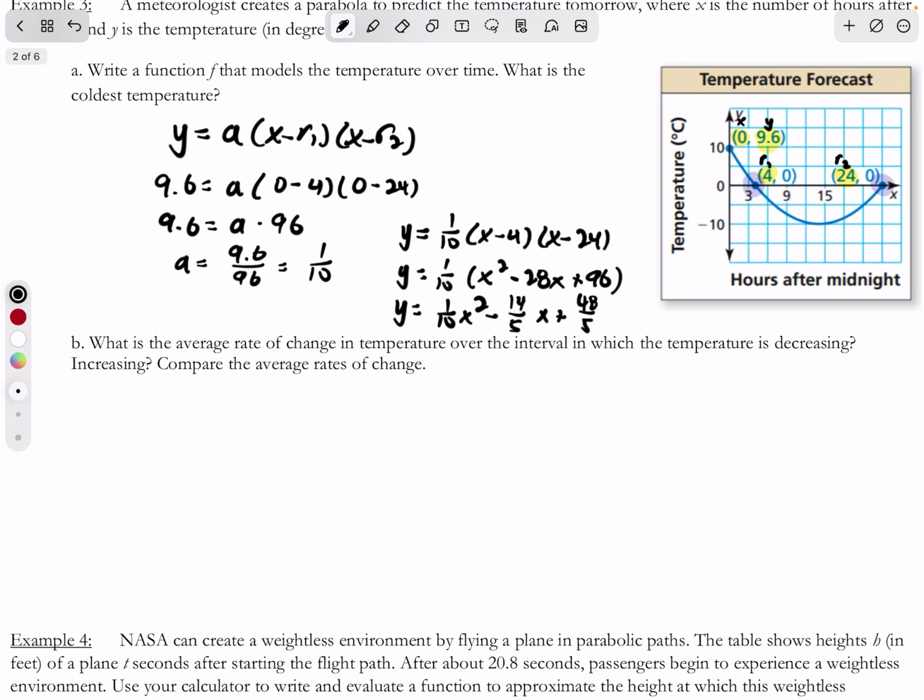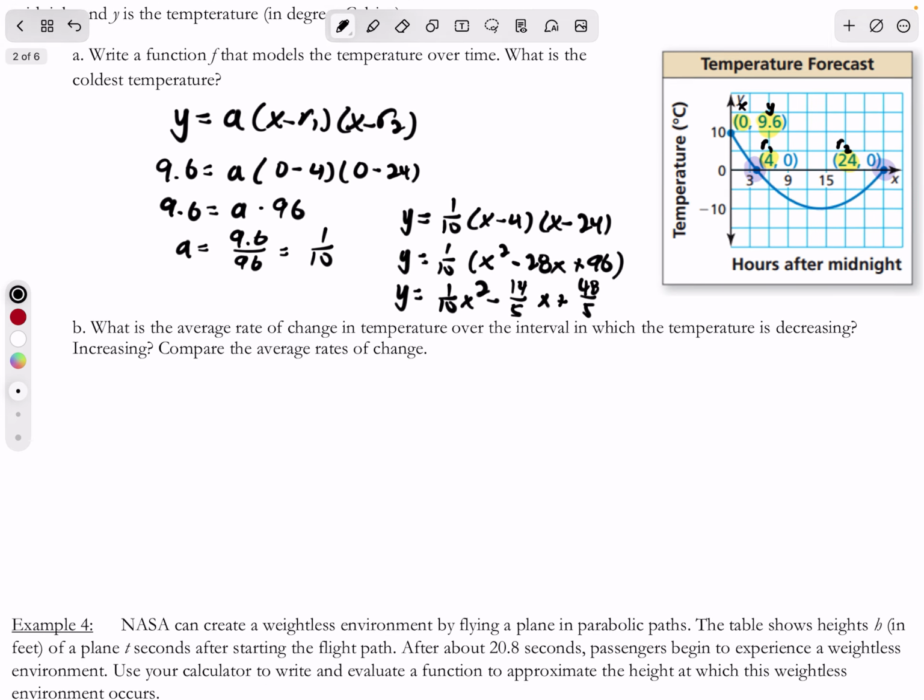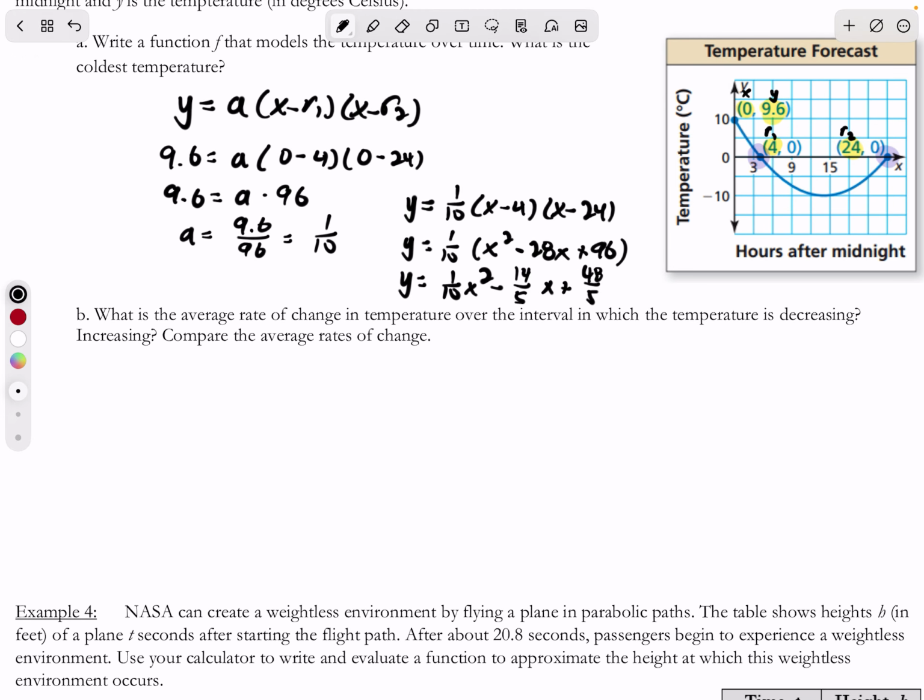Part B talks about the average rate of change. I don't want to do that now. It's really just the slope. If you're interested in doing that, I don't remember if we talked about it. I think we did. The average rate of change is f of b minus f of a over b minus a. And in this case, it's over the interval where it's decreasing.